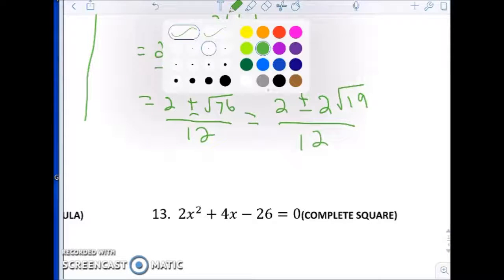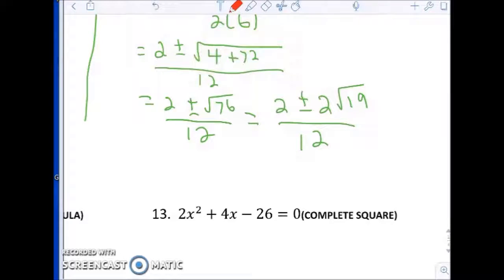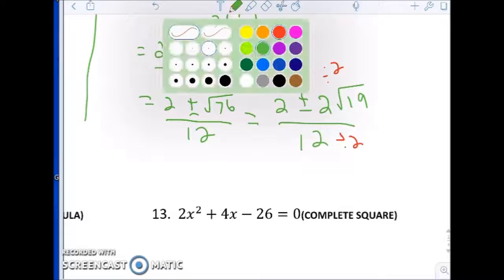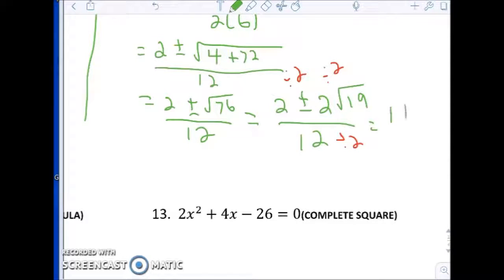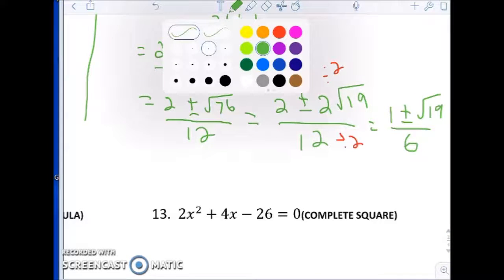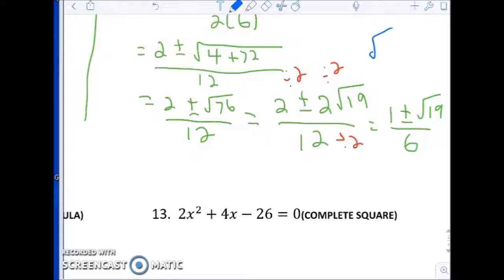And now everything can be reduced by 2. So if we divide every term by 2, we're going to reduce it down, and we end up with 1 plus or minus the square root 19 all over 6. So just to be clear on simplifying the radical, remember 76 was 4 times 19, and the square root of 4 is 2. That's how we get that 2 root 19. If you need to pause and rewind, go ahead and do that now.